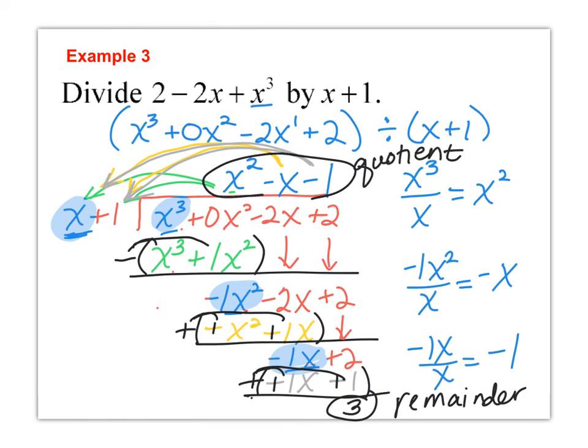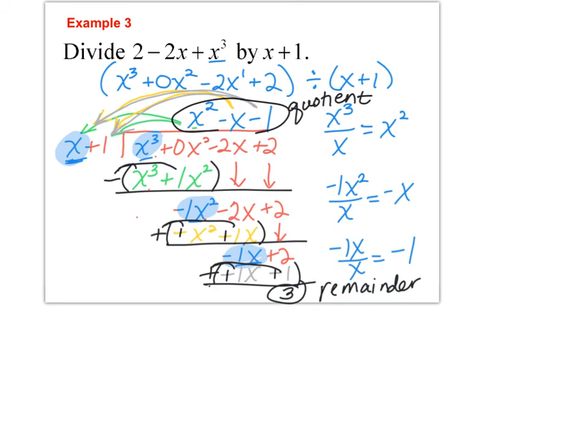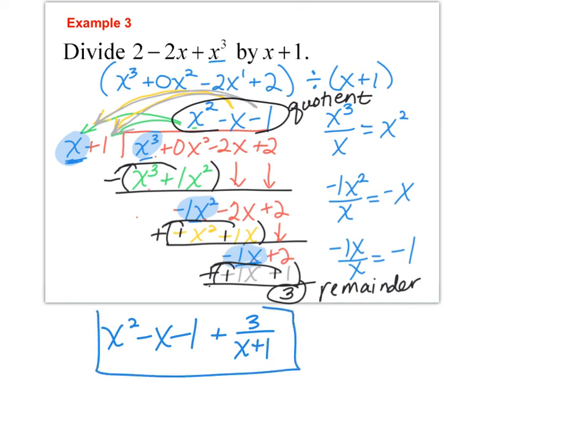And then we can write our answer as follows. So the final answer would be written as x squared minus x minus 1 with a remainder of 3. And the way we take care of the remainder is by writing this as plus that remainder over what we divided by in the original problem. So that would be how we write our final answer.